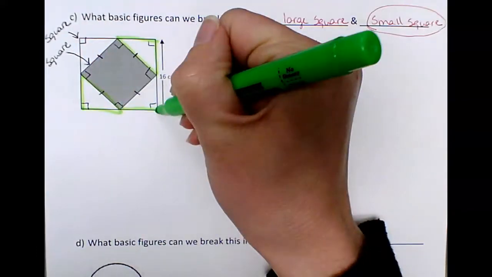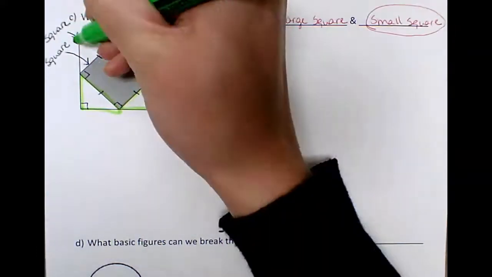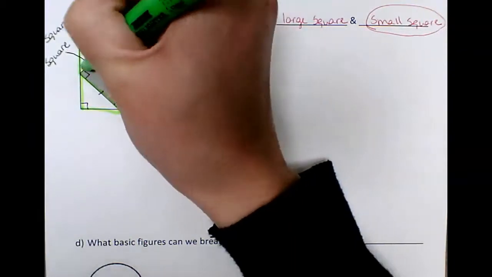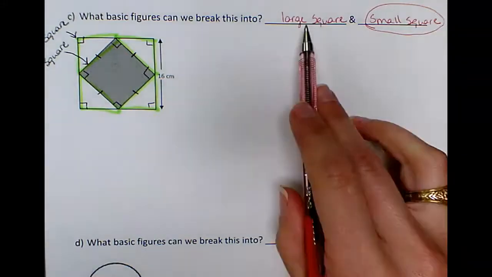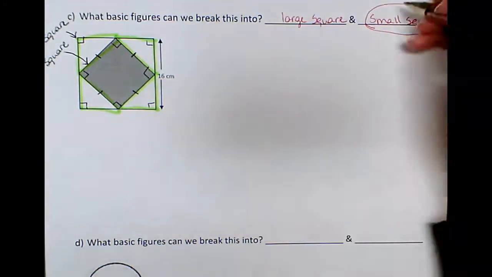Right? I've got 4 little triangles, and all of these little triangles are congruent to each other. But if I can utilize those small triangles, then perhaps I can find the area of my small square. So let's change this up. Let's say that we have a large square, and then we have 4 triangles.